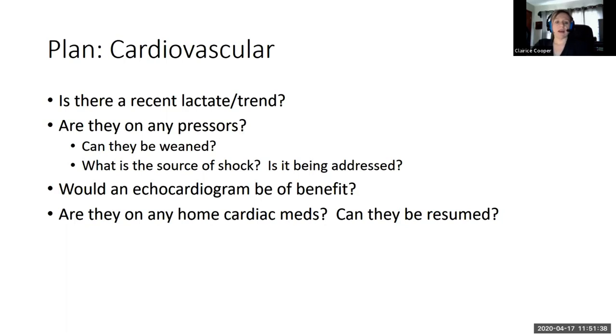Depending on the patient, you may want to ask yourself if an echocardiogram would be of benefit. Additionally, you may try just a bedside limited echocardiogram yourself. And you can ask a senior colleague to assist you with that as well. Usually you can get basic information about the contractility of the heart and a little bit about the fluid status just from a very cursory look at a couple of the views. And then finally, you need to pay attention every day to whether there's any home cardiac medications that the patient is on and whether they've been started and whether they can be resumed if they have not already been started.